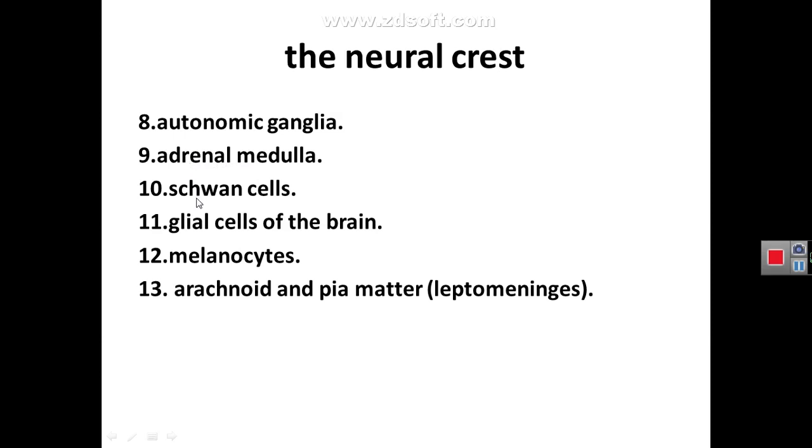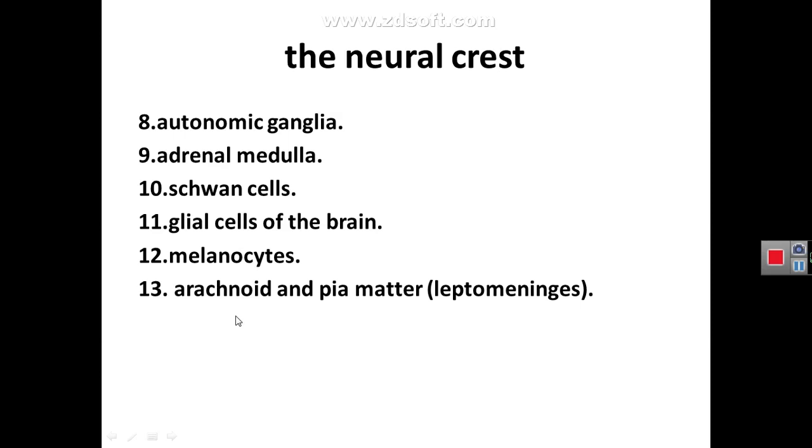Also, neural crest cells will form Schwann cells that surround the peripheral axons forming the myelin sheath. Again, the neural crest cells will form glial cells of the brain, astrocytes, oligodendrocytes, and so on. And also they will form melanocyte cells of the skin that will produce the brown color of the skin, which is melanin.